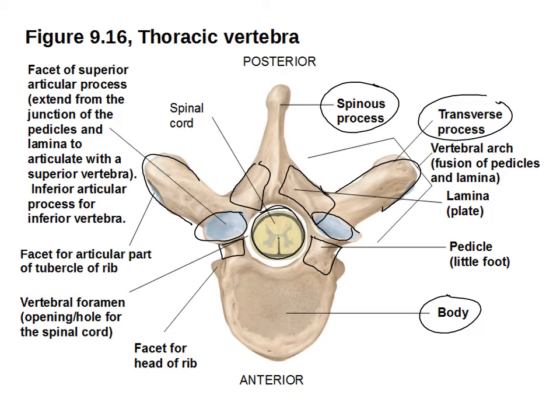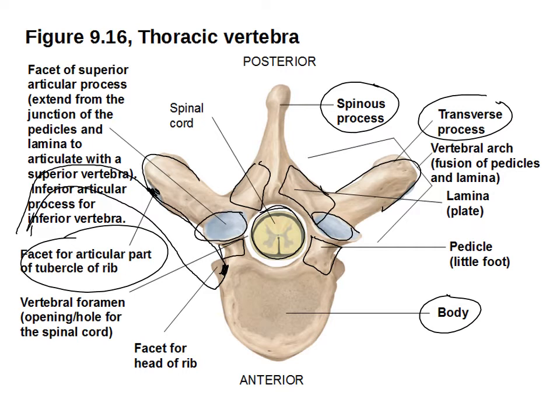And then on the sides, you have a facet, and the rib comes in this way, hits this, and then goes over and touches this. So here's how your ribs go. So the rib has a facet on it that hits this facet on the transverse process, and also touches 1 or 2 facets on the body of the vertebra.